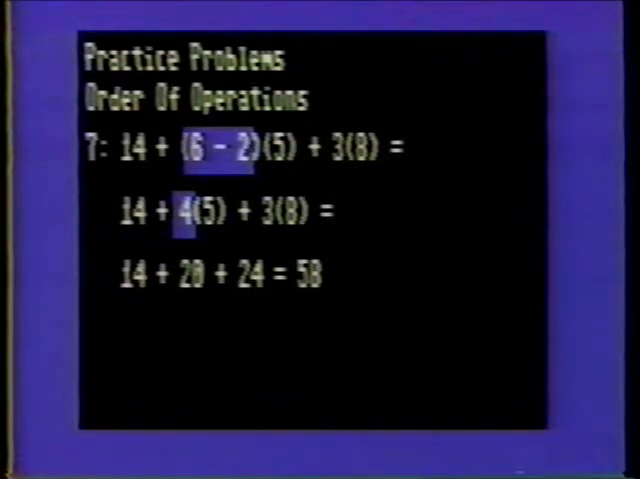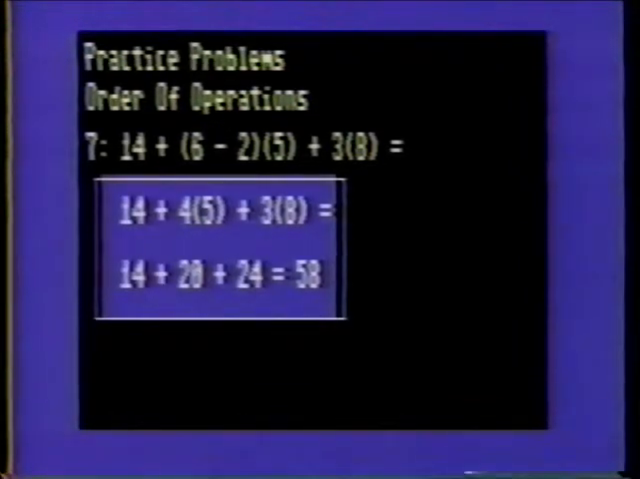In problem 7, first solve for the items in the parentheses. 6 minus 2 is 4. Now the equation is 14 plus 4 times 5 plus 3 times 8. Second, carry out all the operations involving multiplication from left to right. The first thing we multiply is 4 times 5, which is 20. Next, multiply 3 times 8, which is 24. 14 plus 20 plus 24. Now simply solve the problem from left to right. 14 plus 20 plus 24 is 58.